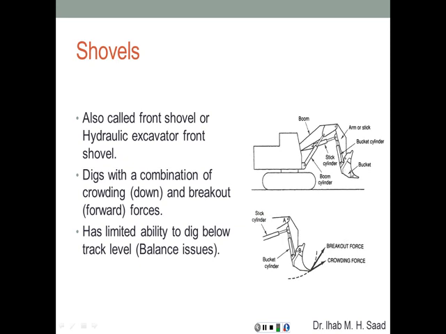As you can see, the bucket is facing forward. Same arm, same adjustments as we had for the backhoe. The main difference is in the location of the hydraulic cylinder and the orientation of the bucket. When you apply this, you hit the ground with the crowding force, which is digging down, and then with the breakout force moving it up to load that soil in your truck or whatever.